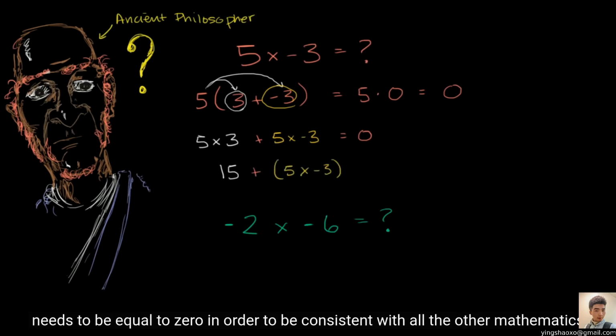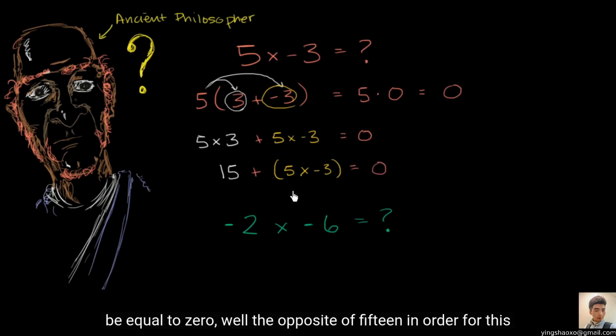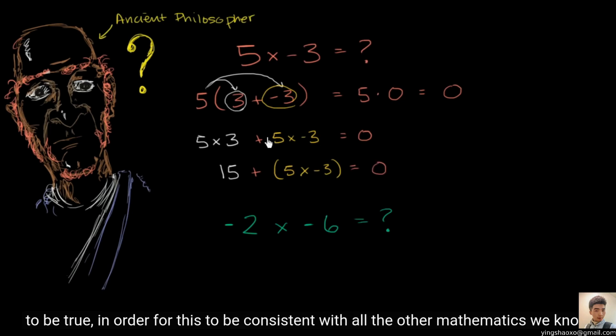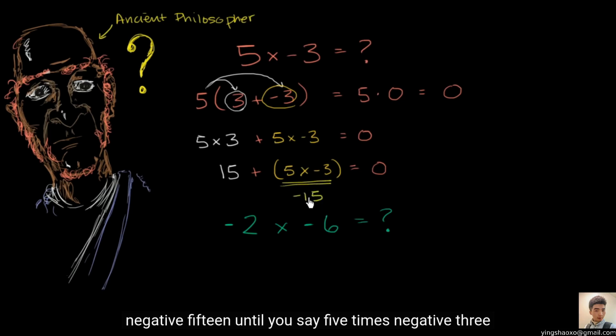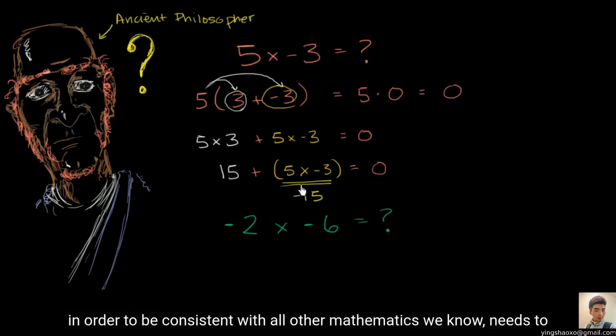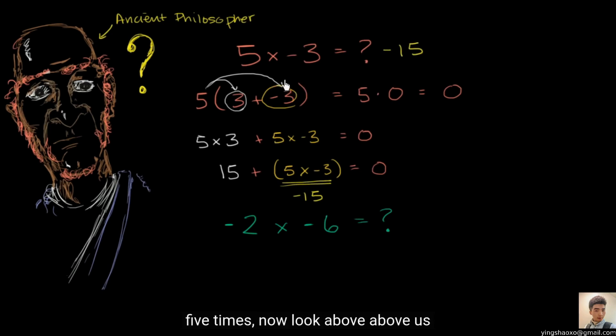needs to be equal to 0 in order to be consistent with all of the other mathematics that we know. Well, what plus 15 is going to be equal to 0? Well, the opposite of 15. In order for this to be consistent with all of the other mathematics we know, this right over here needs to be equal to negative 15. And so 5 times negative 3, in order to be consistent with all the other mathematics we know, needs to be equal to negative 15. And that's also consistent with the intuition of adding negative 3 repeatedly 5 times.